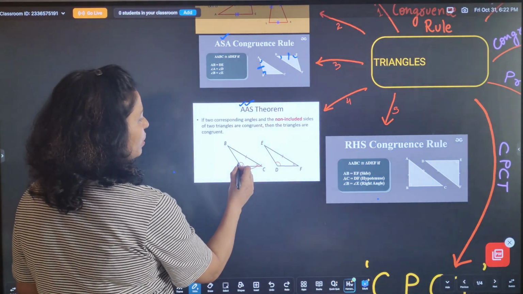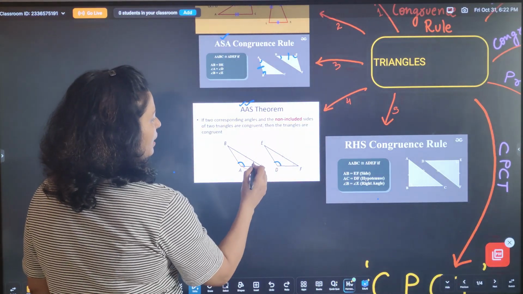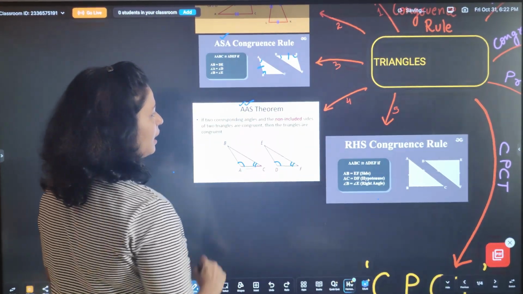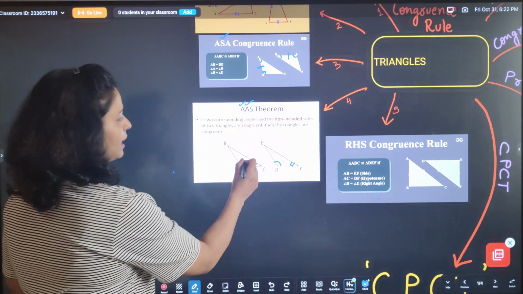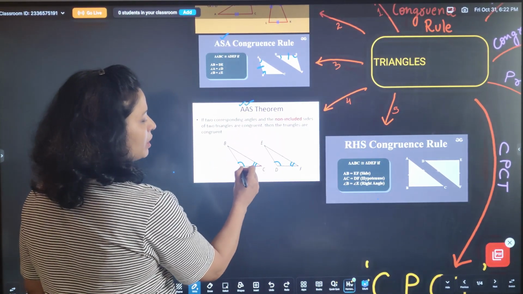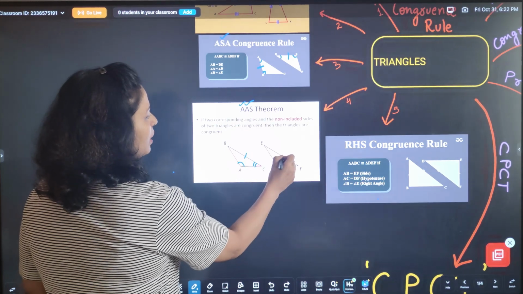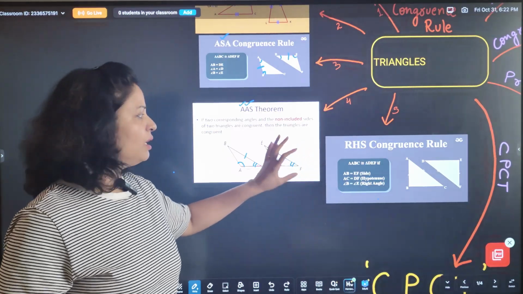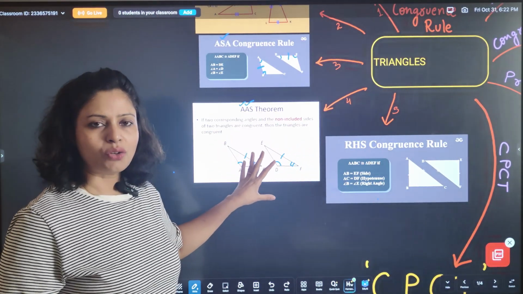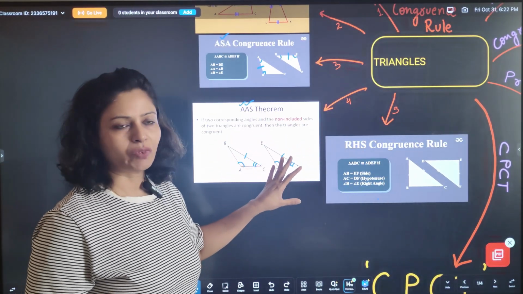Here they have given you angle A equal to angle D and angle C equal to angle F. So the two corresponding angles and the non-included side. This side is not included between the two equal angles. So here the non-included side of one triangle is equal to that of another triangle. We say that the triangles are congruent by AAS congruency.